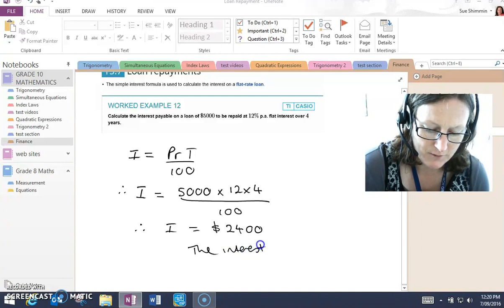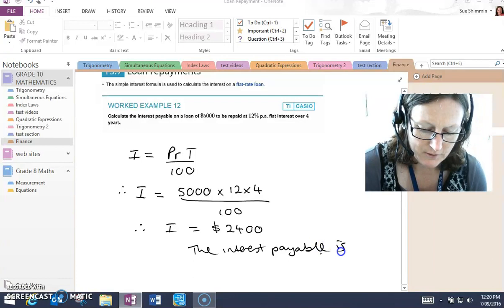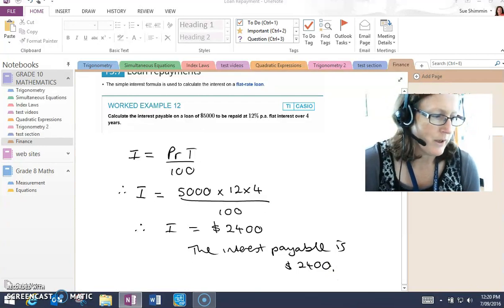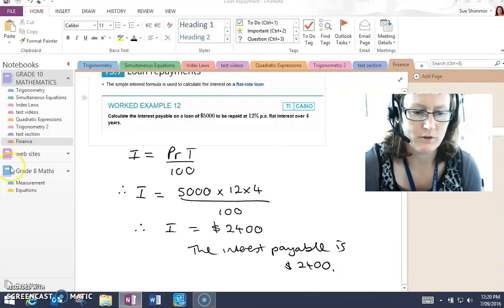The interest payable is $2,400. So that is for a flat rate loan, and they're the only ones that we are going to look at this year.